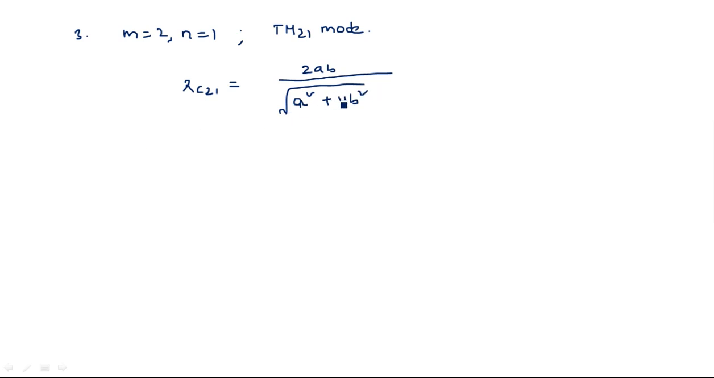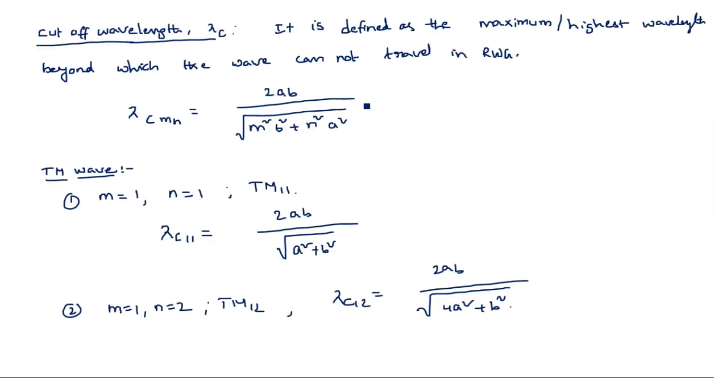Here, in lambda c 2 1, the denominator 4b square is there, so obviously the overall value is less. Similarly, in the other case, the denominator is also 4a square, so the overall value is less. But what about lambda c 1 1? In lambda c 1 1, the denominator is less compared to the remaining cases. Denominator is less, so the overall value will be more in the first case.